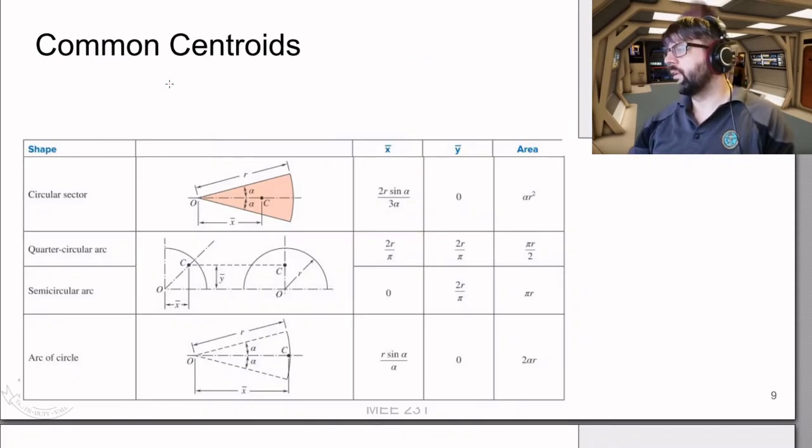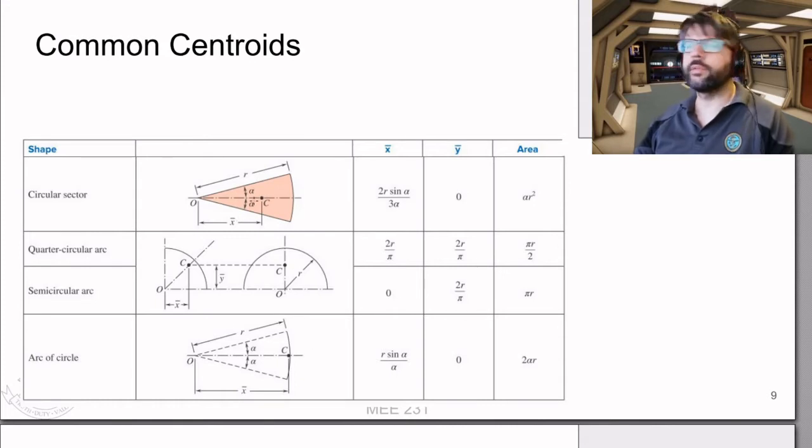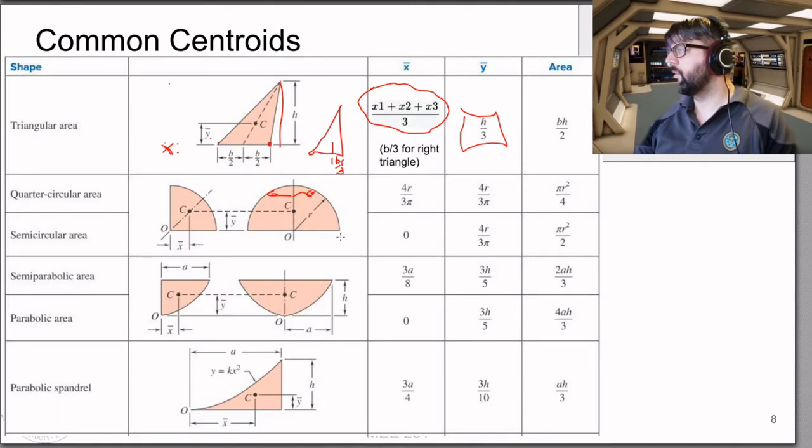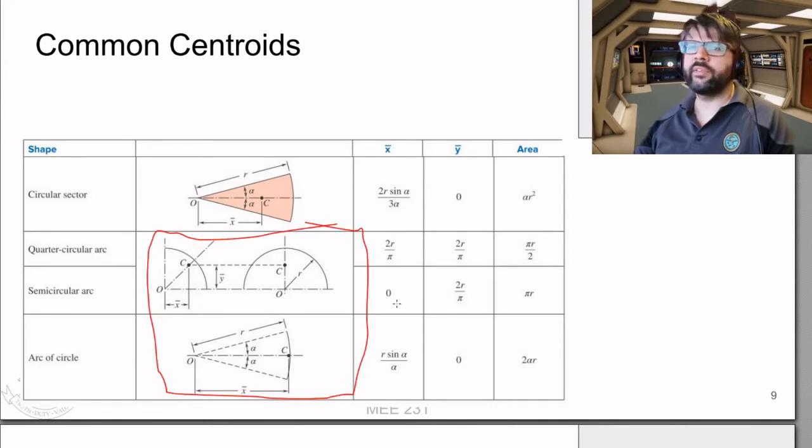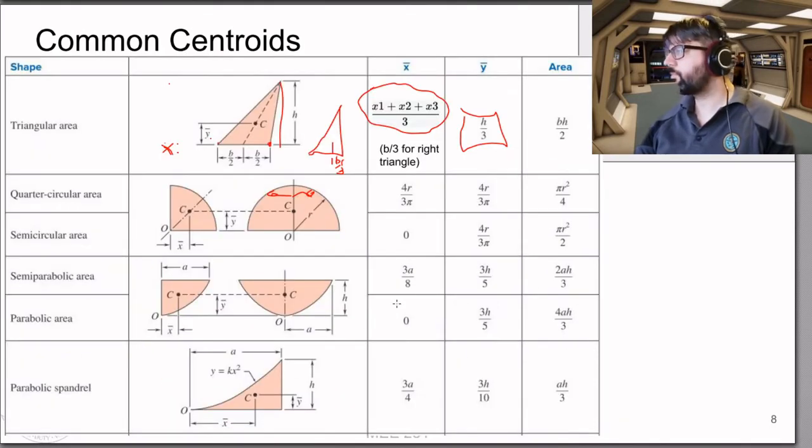So, just a few other centroids you might be worried about. Arc of a circle, semicircular section, and so on. These ones are used for area. This one's used for area too. These ones could be used to calculate centroids of lines. And I guess they didn't bother to include rectangles, because it should be fairly obvious that the centroid of a rectangle is directly in the middle of the rectangle.